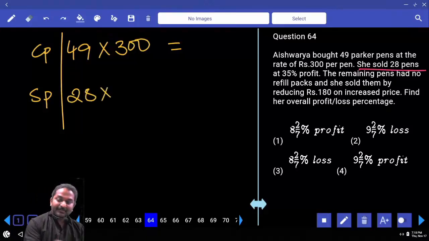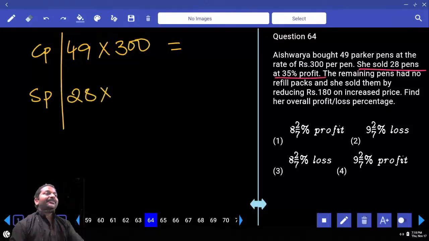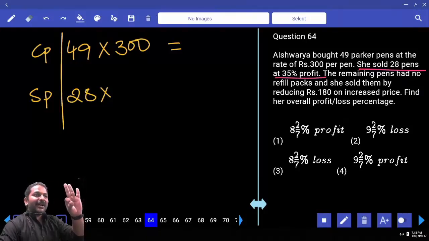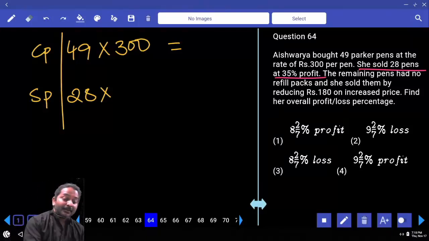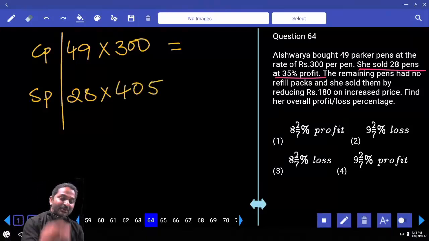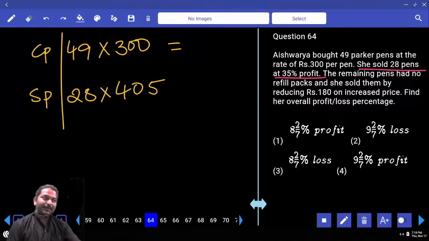She sold 28 pens at 35% profit. What is the cost price of each pen? 300. And how much profit is she making? 35% of 300, that is 3 times 35, which is 105. Cost price 300, profit 105, so selling price: 28 pens were sold at 405 each.